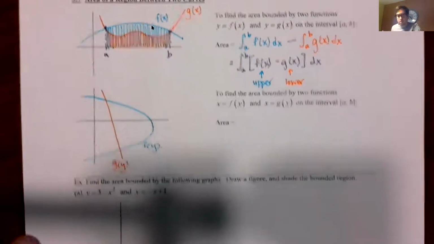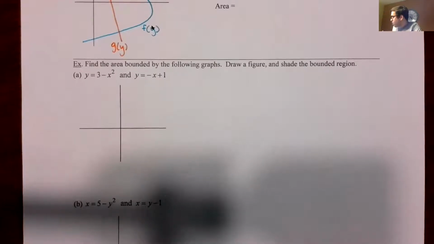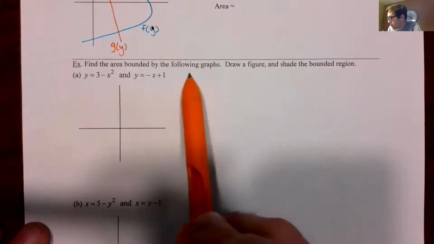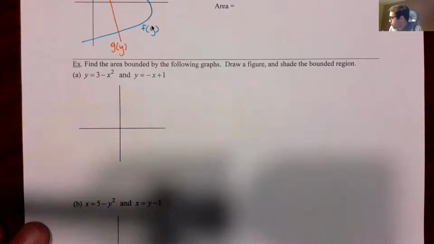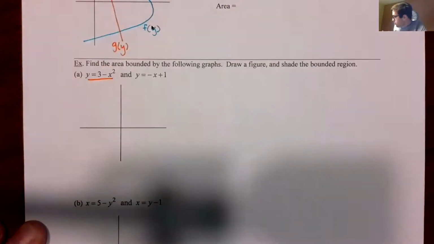So let's try this first example down here using this formula. We've got the directions here. Find the area bounded by the following graphs. Draw a figure and shade the bounded region. First up, we have y equals 3 minus x squared. I will do that in orange.